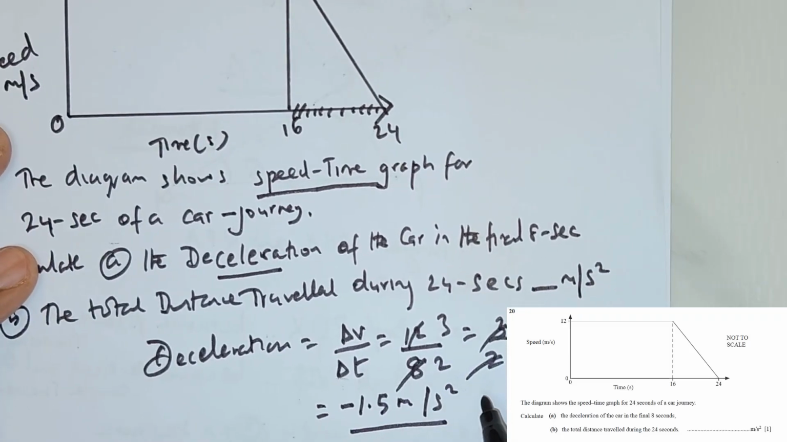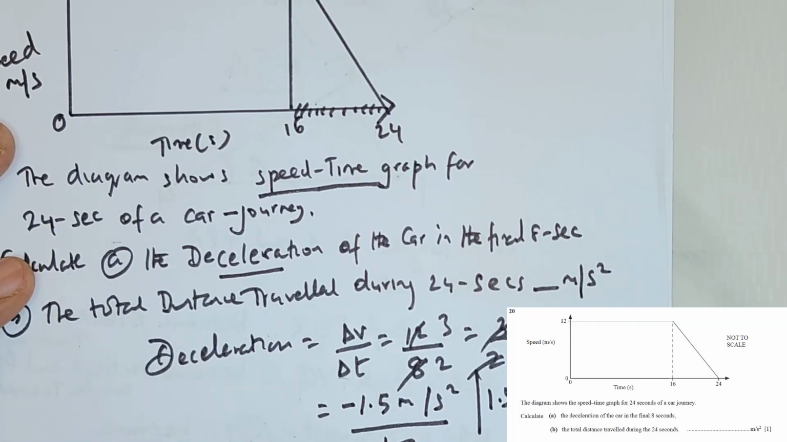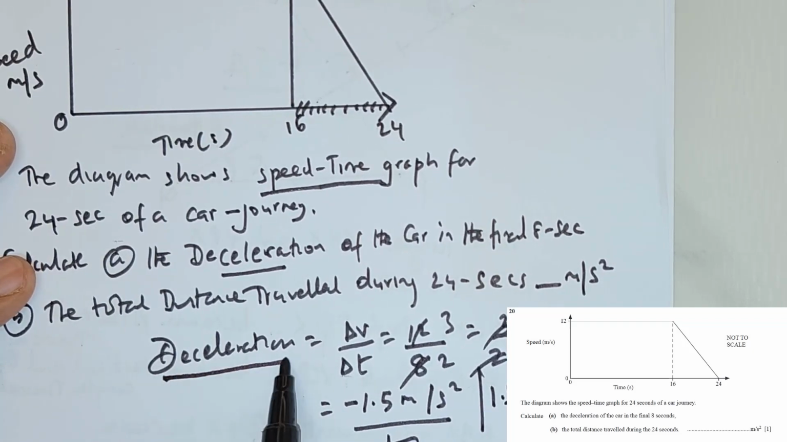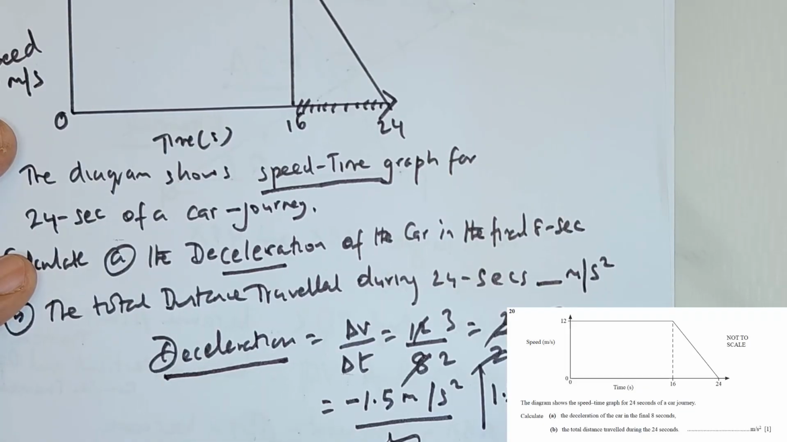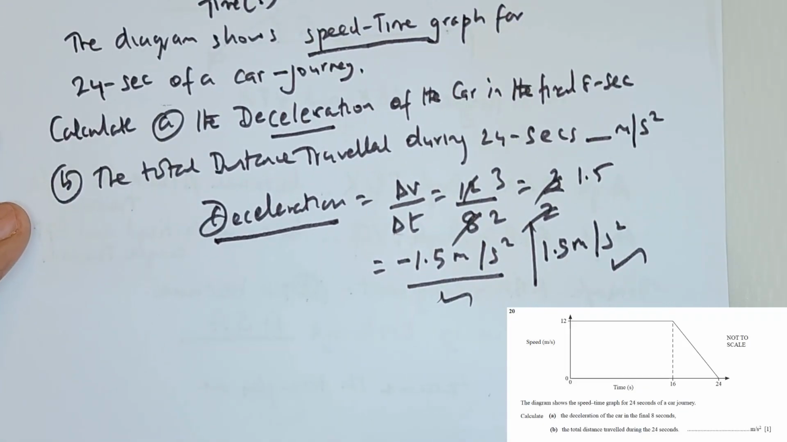If in the choices you have just 1.5 meters per second squared, then you can select this. If there is a negative sign given, then you can go for this. However, if you're stating it as deceleration, then 1.5 also holds good.